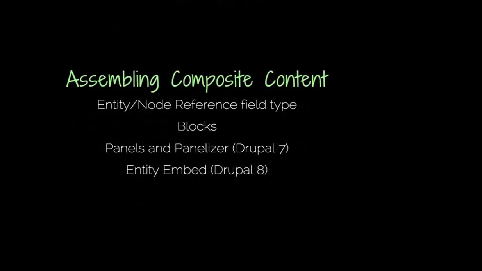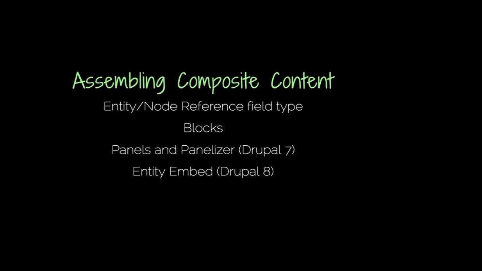How do you assemble this composite content once you build it? There's a lot of different ways of doing it. There's the entity or node reference type, which is just another field. Blocks. Blocks are a perfectly good way of composing composite content. In Drupal 7, there's Panels and Panelizer. Those are separate modules that you want to look into. In Drupal 8, there's a new thing called Entity Embed. And David Reed will be talking about that tomorrow too.